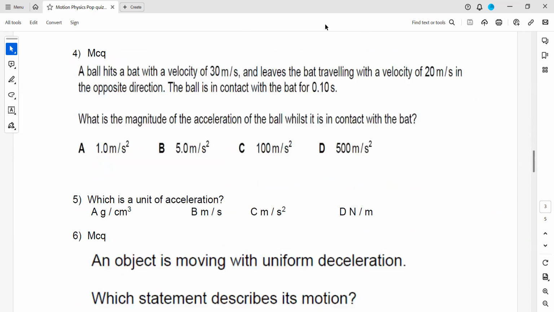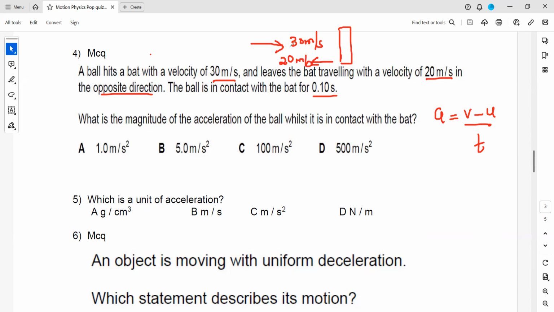In question 4, a ball hits a bat with a velocity of 30 meters per second and leaves the bat traveling with a velocity of 20 meters per second in the opposite direction. The ball is in contact with the bat for 0.1 second. What is the magnitude of acceleration? To calculate acceleration, acceleration is the change in velocity divided by time. As the ball was approaching the bat, it was moving at a speed of 30 meters per second. When the bat hits the ball, it bounced back with a speed of 20 meters per second.